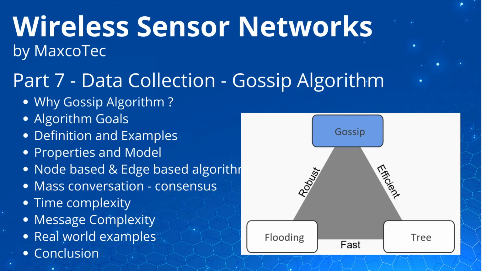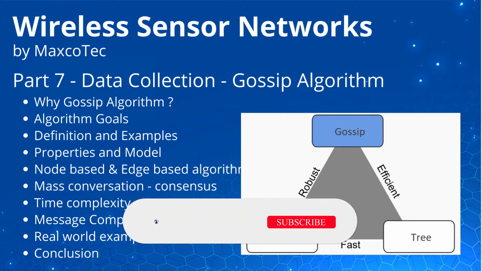This is the seventh part of the series in which we are going to look at data collection gossip algorithms. This video is going to cover the following topics. First, we need to answer why we need a new algorithm. For that, we are going to look at the major disadvantages of flooding and tree-based algorithms and see if the gossip algorithm is going to fulfill these. Then we will look at the goals that the gossip algorithm solves. And then, finally, proceeding with the definition and the example of the gossip algorithm.